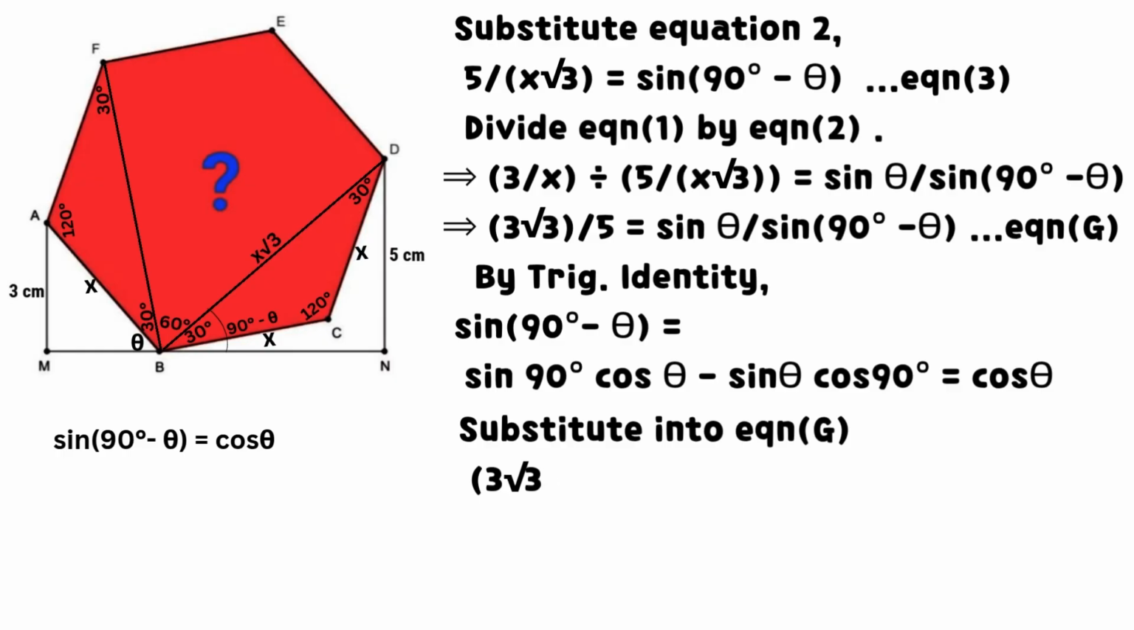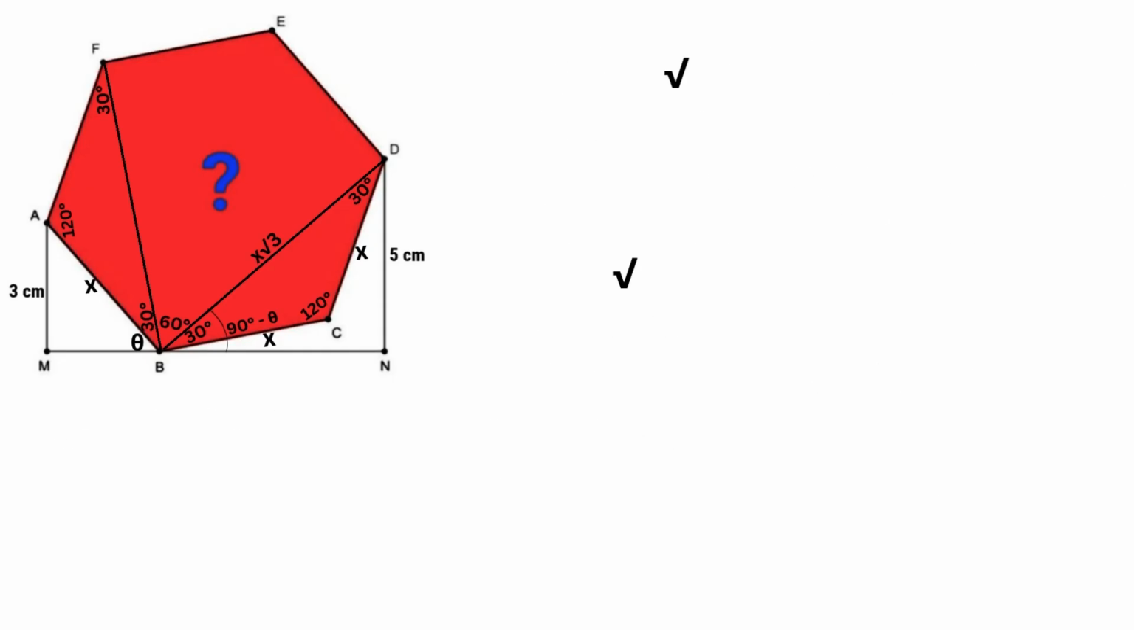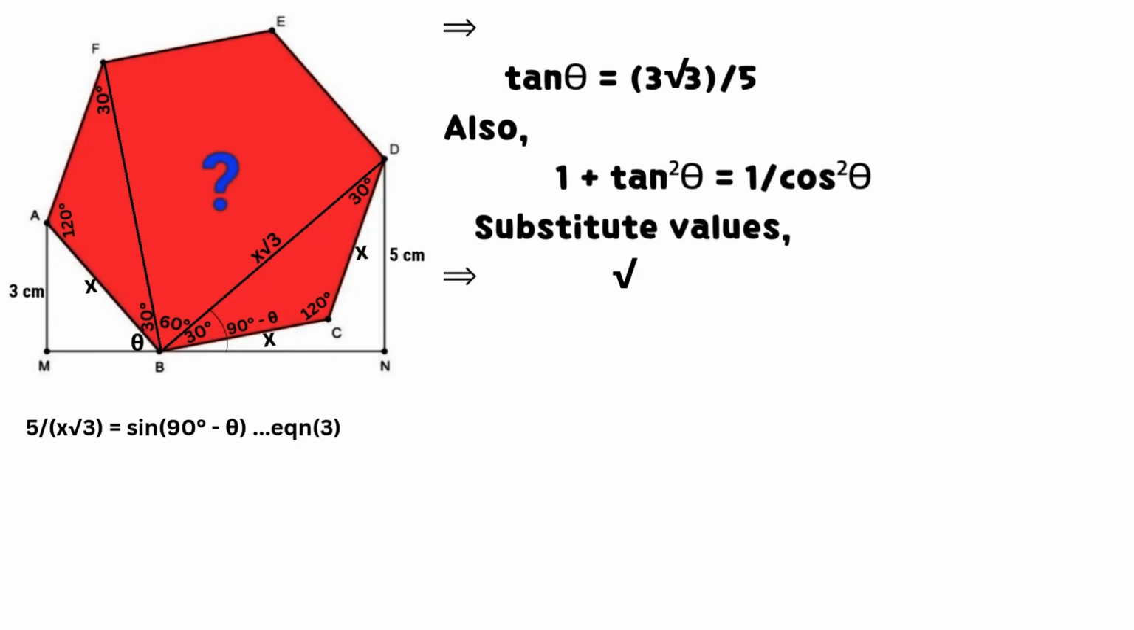substitute into equation G. 3 times the square root of 3 divided by 5 equals sine theta divided by cosine theta, which equals tan theta. The relation is derived from trigonometric identity. This implies that tan theta equals 3 times the square root of 3, all divided by 5.